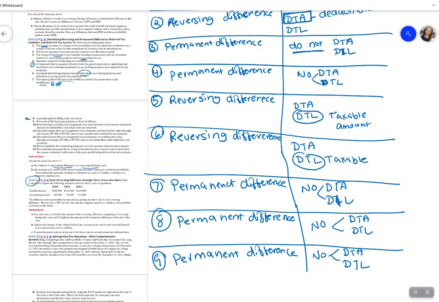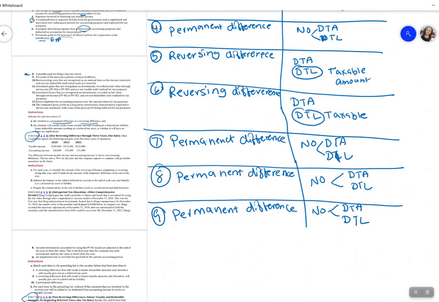Let's go to number 10 and see what it is asking us to do. Number 10 is saying restructuring costs that are recognized as an unusual item on the income statement but not deductible until actual. So we are allowed to deduct it, but not until the actual cost has been incurred. So if it's going to be later on, in this case it becomes a reversing difference.